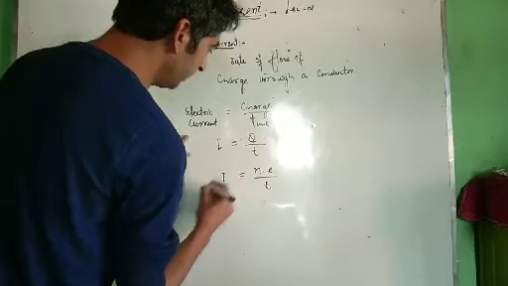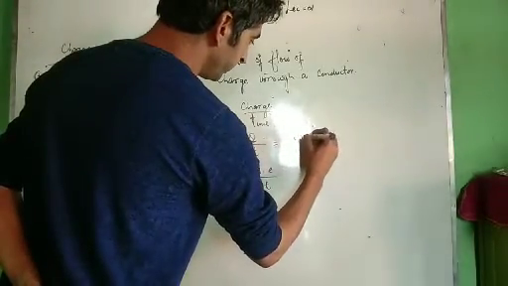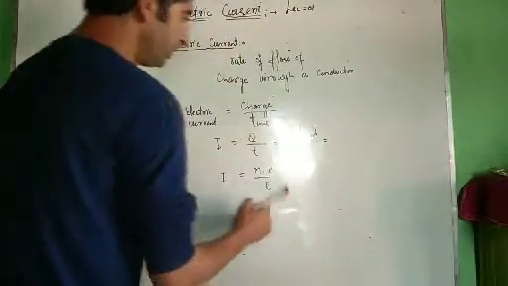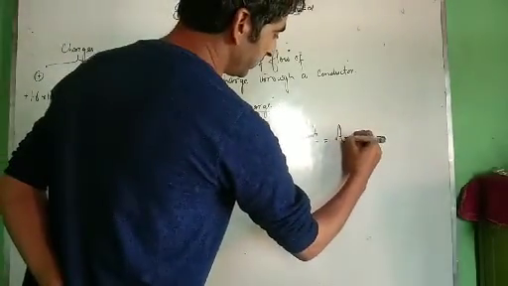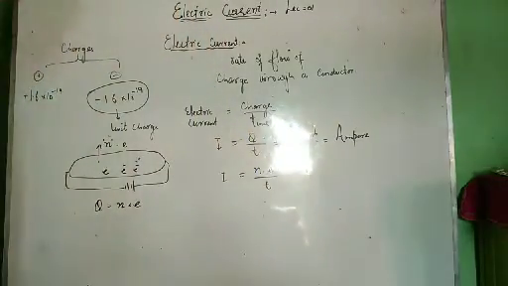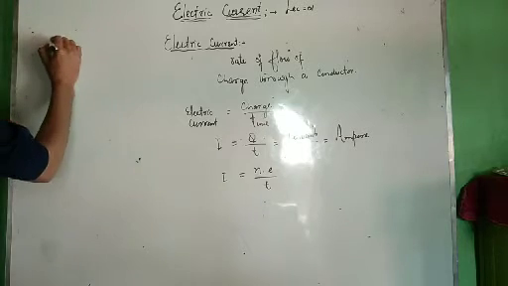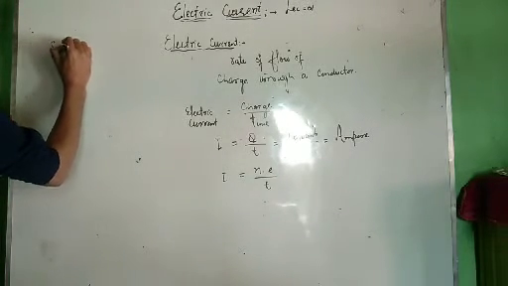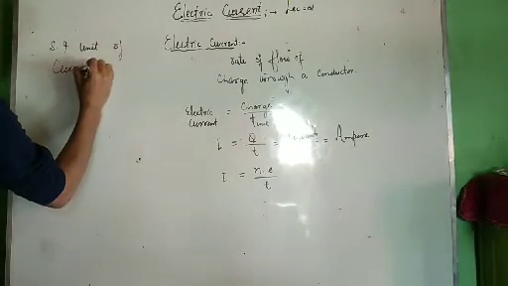This is current. Now see, the SI unit of charge is coulomb and the SI unit of time is second. Therefore the SI unit of current becomes coulomb per second. That's called ampere. What is the SI unit of current? It's ampere. We have studied till now that the SI unit of current is ampere.